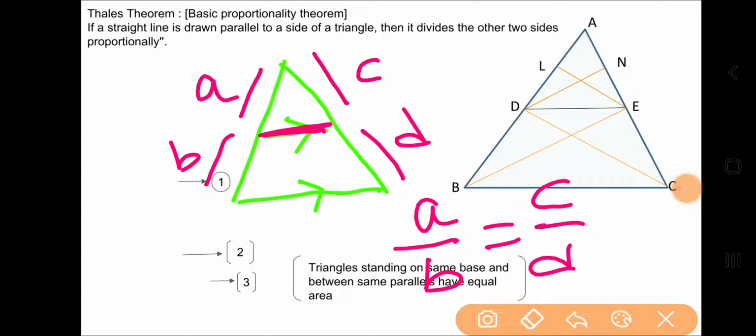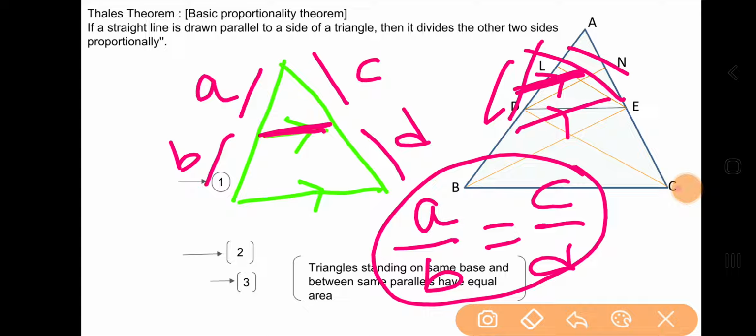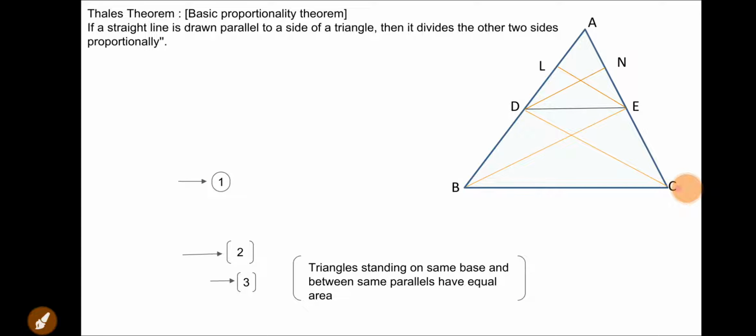So here we have come to know what I need to prove. We are given a triangle and a line drawn parallel to one side of the triangle. I need to prove that this line divides the other two sides proportionally. Let us start the theorem now.